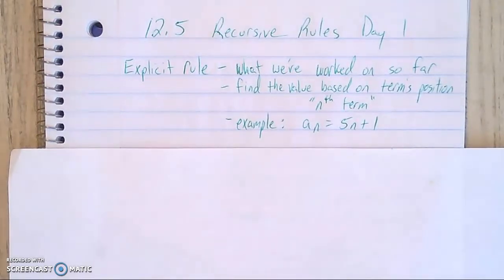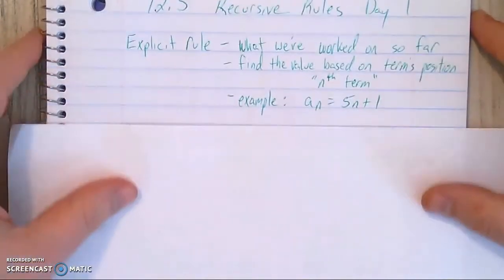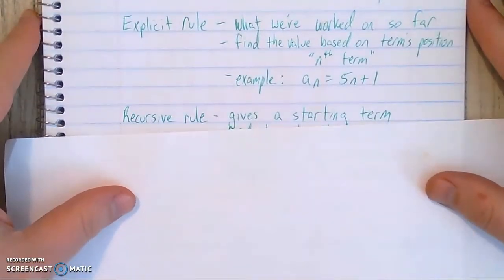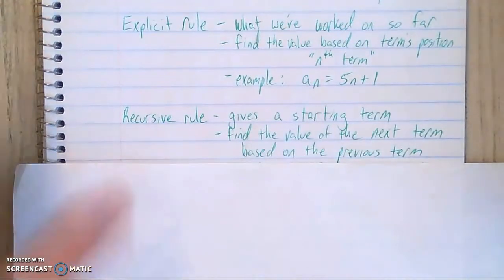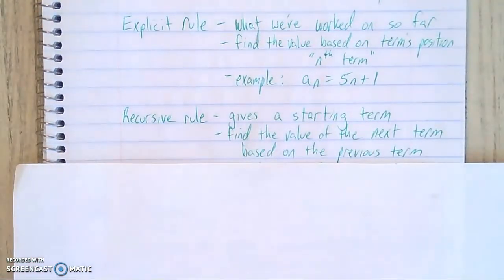This is different than what we're starting here in 12.5, which introduces the idea of a recursive rule. Instead of an explicit rule, now we're working on something called a recursive rule. This gives you a starting term. It tells you where you're starting, and then you find the value of the next term based on the previous term. So instead of jumping around and picking whatever term you want, you can only find the next one, and then the next one, and the next one.